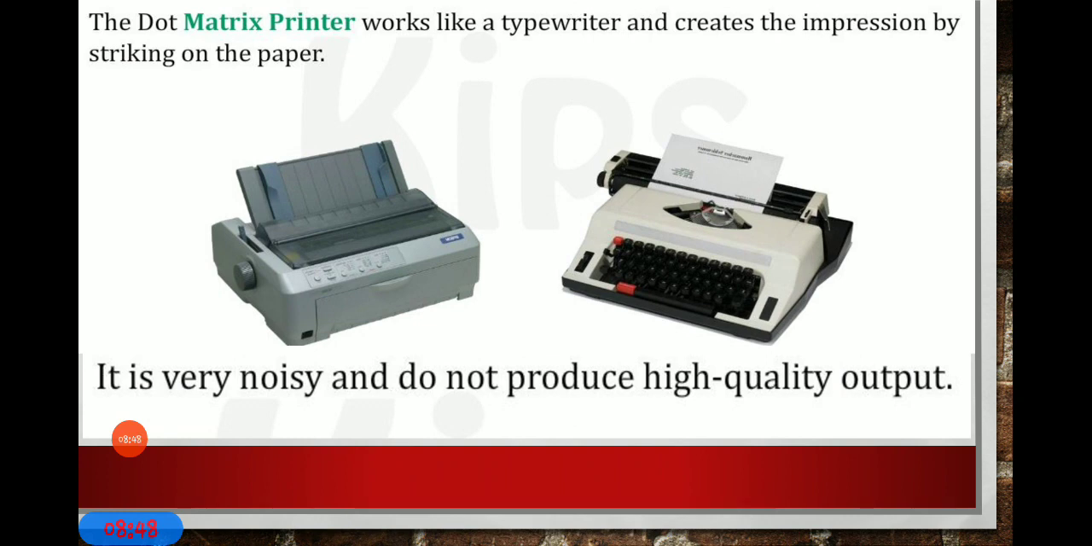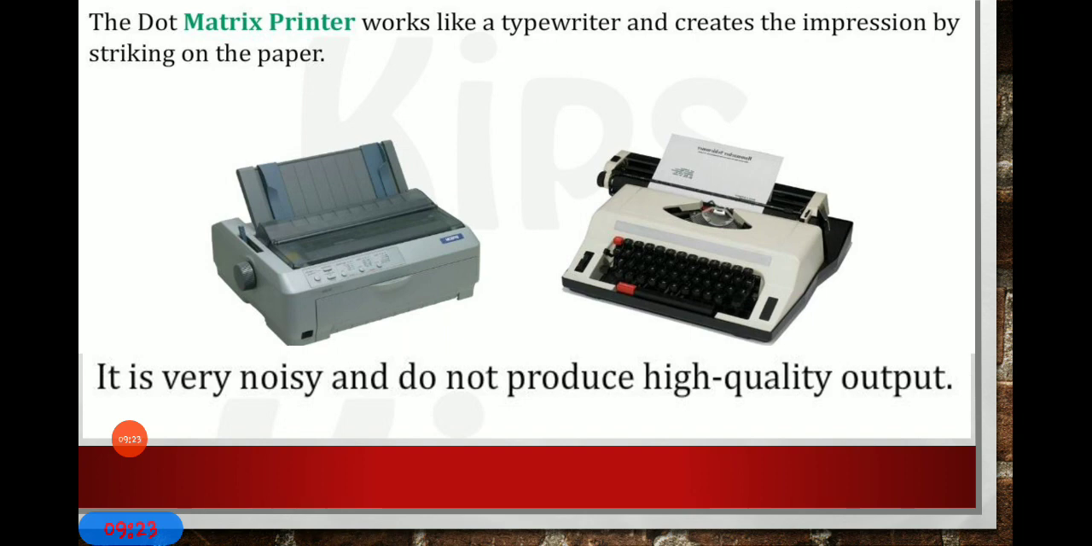The first printer is the dot matrix printer, which works like a typewriter and creates the impression by striking on the paper. Just like when we press the letter A, on the back side there is ink in letter A. जैसे ही आप प्रेस करोगे वो प्रिंट हो जाएगा, कहाँ पे, पेपर पे. It gives impression by striking on the paper. Just like that in dot matrix also, it creates the impression by striking on the paper.